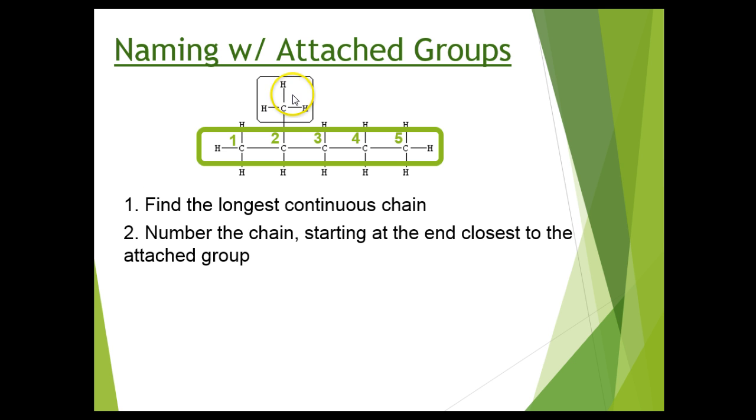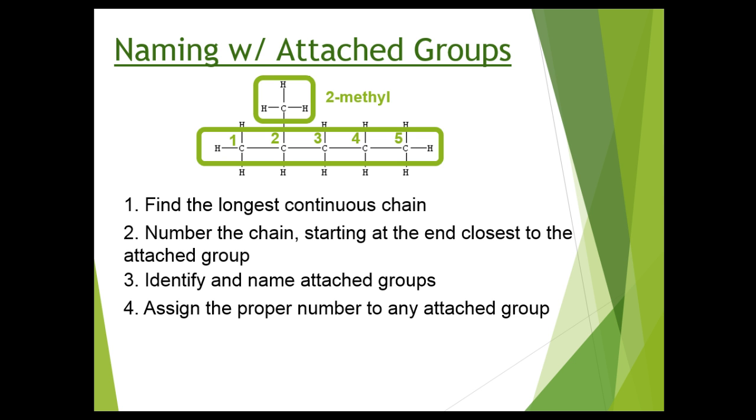Since the attached group is here, it's closer to the left-hand side, so this carbon is number 1, and you go down the chain 2, 3, 4, and 5. Rule 3 says identify and name the attached groups, which kind of goes along with Rule 4, assigning numbers to those attached groups. Since the attached group is just one single carbon, we call that a methyl, and it's attached to carbon number 2 of the backbone chain, so that number goes out in front, and we call it a 2-methyl.